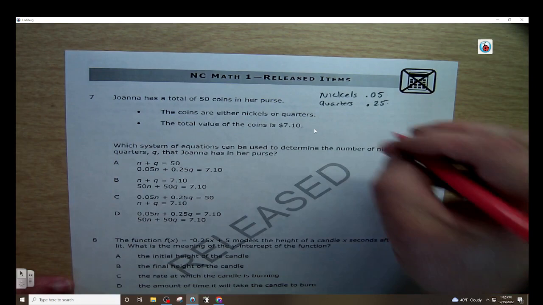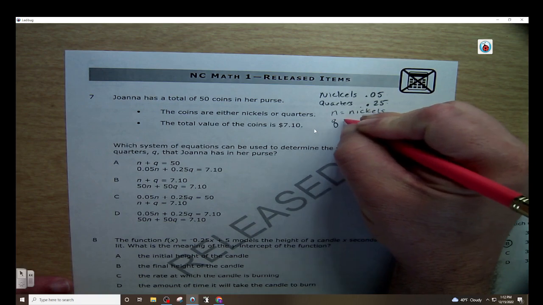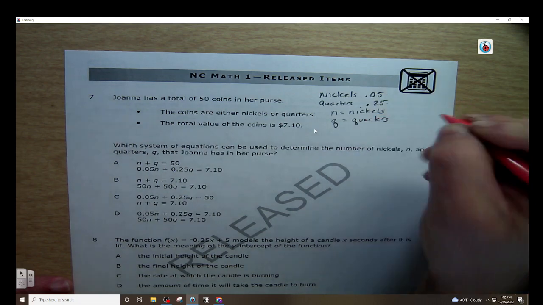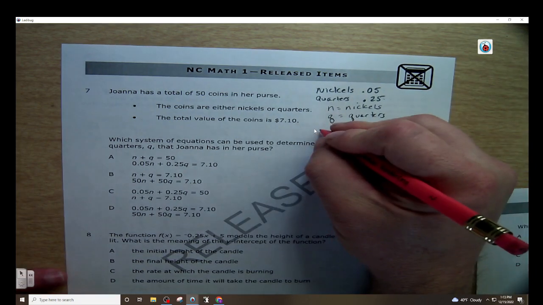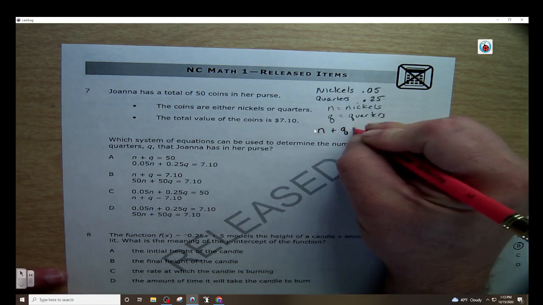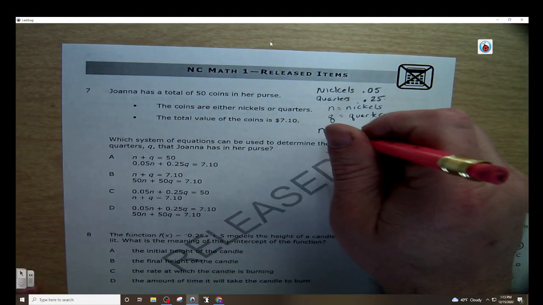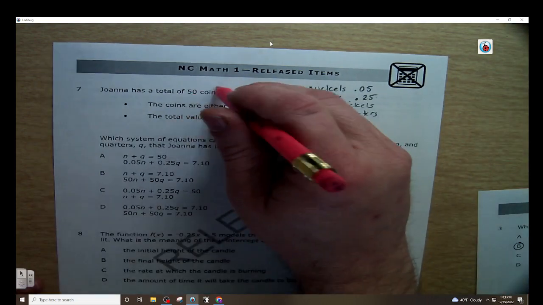All right, so now, if nickels is n and quarters is q, then how do I show she has 50 total coins with all of them being nickels and quarters? Well, if I take the nickels that she has, plus the quarters she has, I have 50 total coins. Now, I don't know how many I have of each one, but I do know that together she has 50 coins. So nickels plus quarters is equal to 50 coins, and I got that from here.